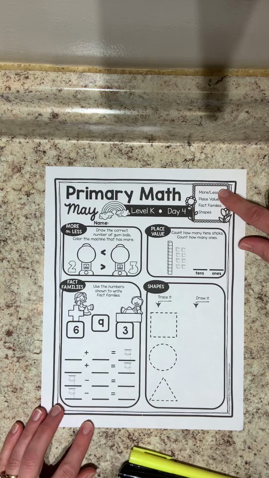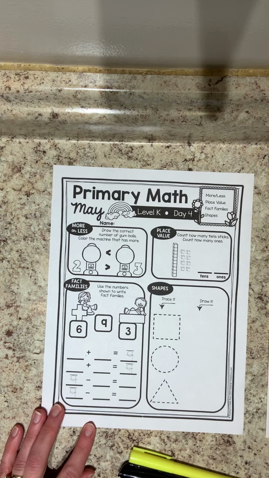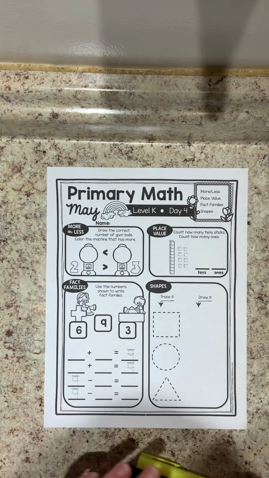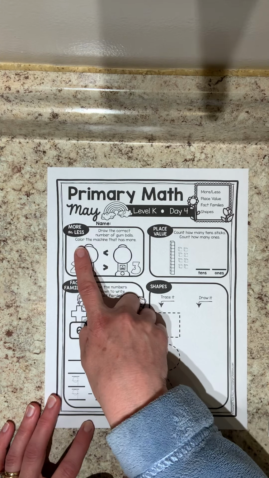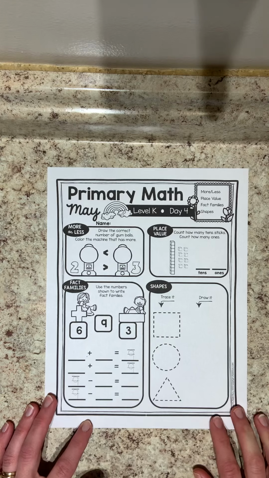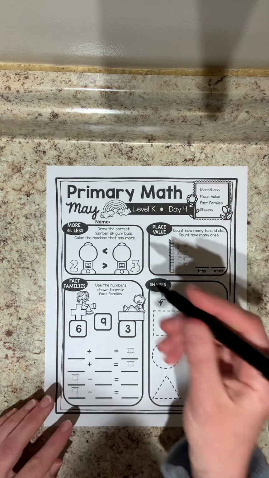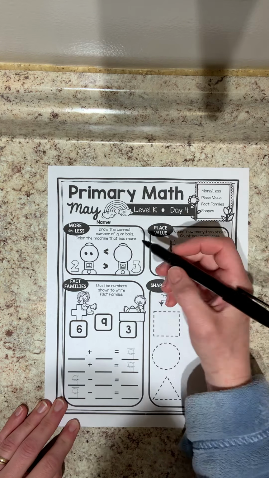We're working on more or less, place value, fact families, and shapes today. These have been what we've been working on all week, so we're getting good at them. Let's start with more or less. Draw the correct number of gumballs. Color the machine that has more. Here we go with 2 on this side, so I'm going to draw the correct number. 1, 2. And 3 on this side.